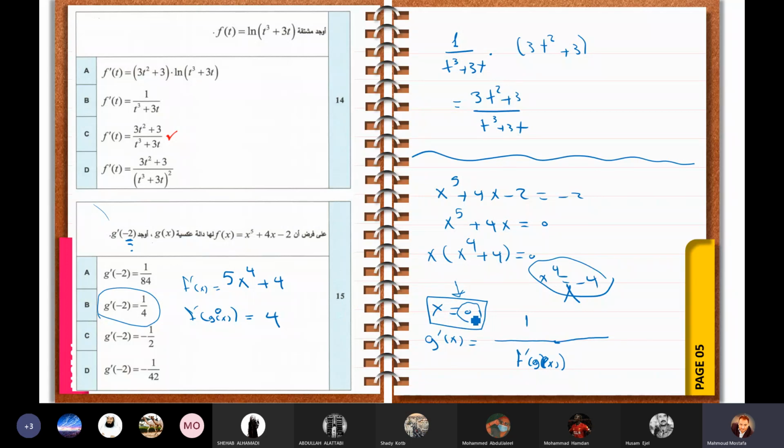But he will give you only 1 value, like x equals 0 here. So we know now the value of x will be 0. I will substitute by 0 after you find f prime. f prime is 5x power 4 plus 4. Substitute now by 0, so it will be 4. So the answer is 1 over 4.